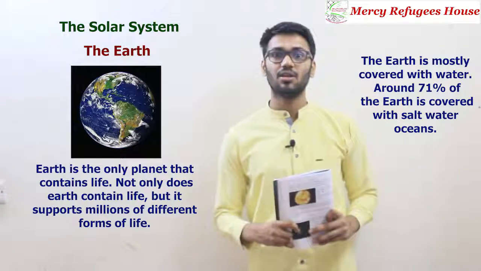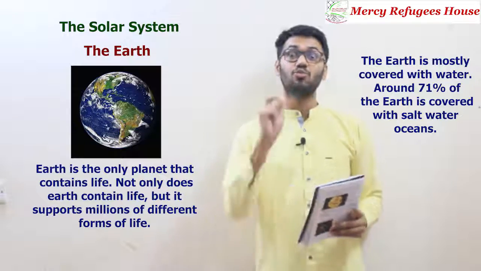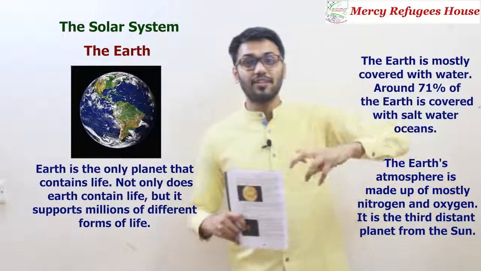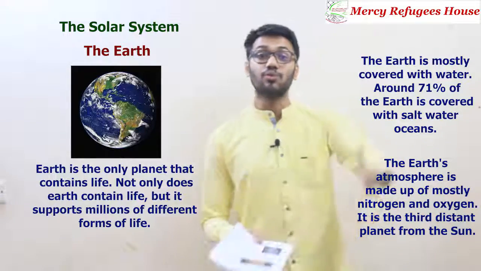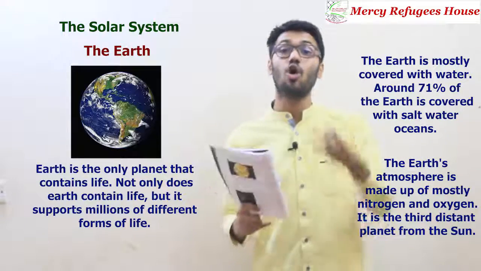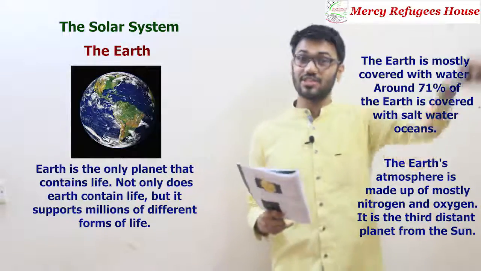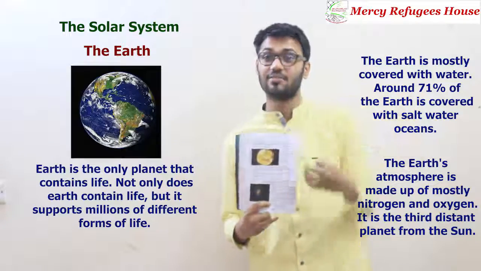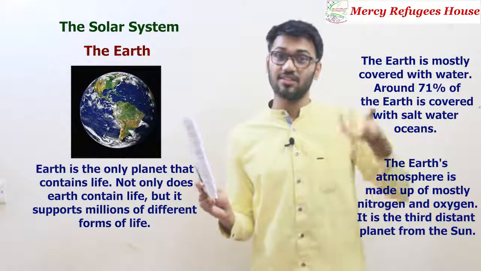Around 71% of the Earth is made of water. The Earth's atmosphere is mostly made of nitrogen and oxygen. That's why we can breathe in the atmosphere of Earth. It has got oxygen. You already know it. And the nitrogen, it supports the life. It is the third distant planet. That means first we have got Mercury, then we have got Venus, then we have got Earth.